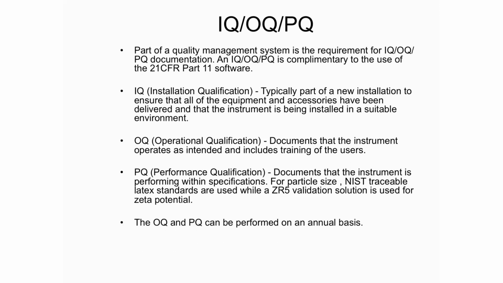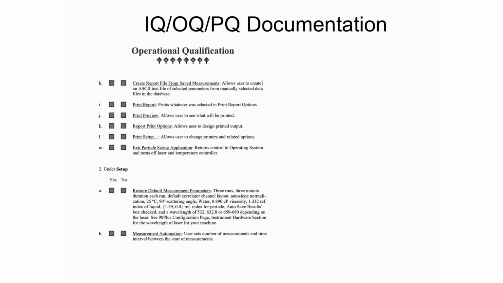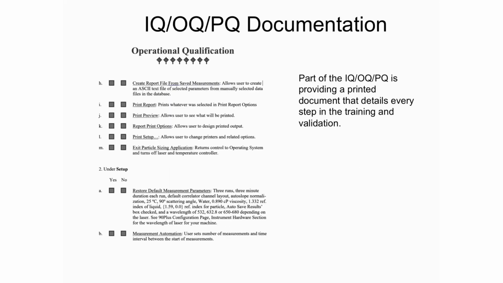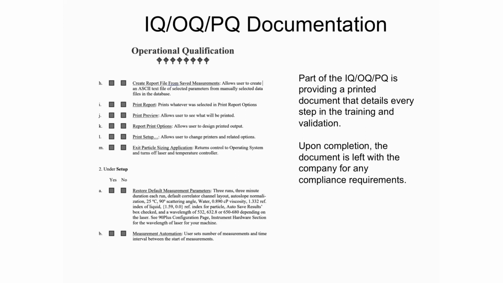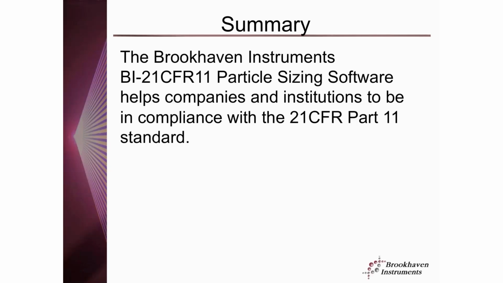The OQ and PQ can be performed on an annual basis. Part of the IQ, OQ, PQ is providing a printed document that details every step in the training and validation. Upon completion, the document is left with the company for any compliance requirements. In summary, the Brookhaven Instruments BI 21 CFR Part 11 particle sizing software helps companies and institutions to be in compliance with the 21 CFR Part 11 standard.